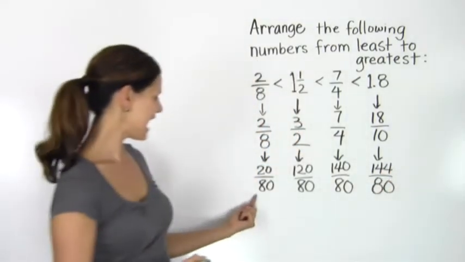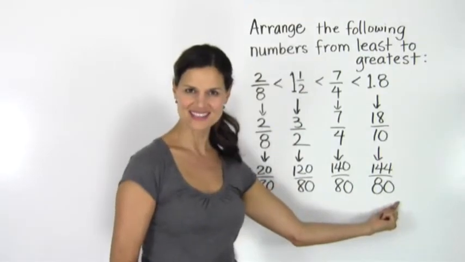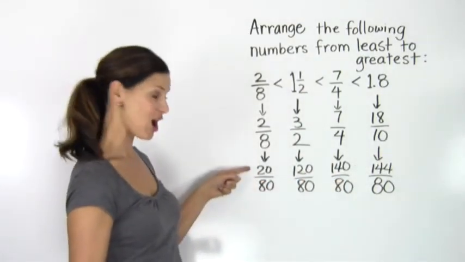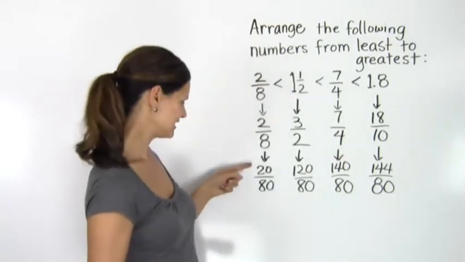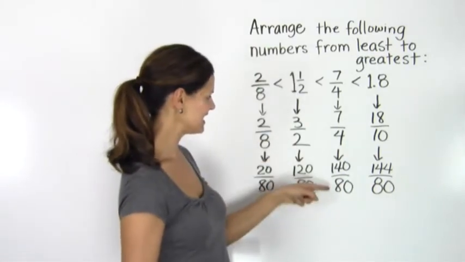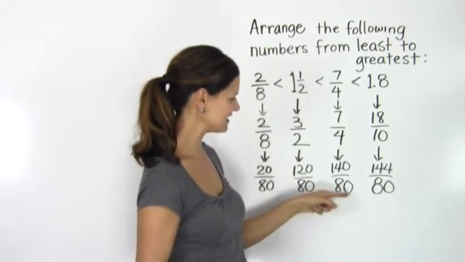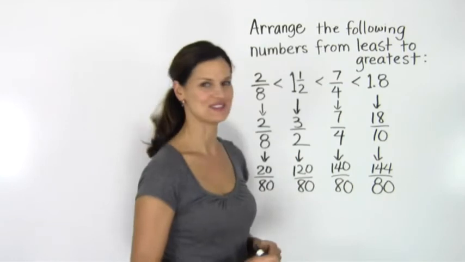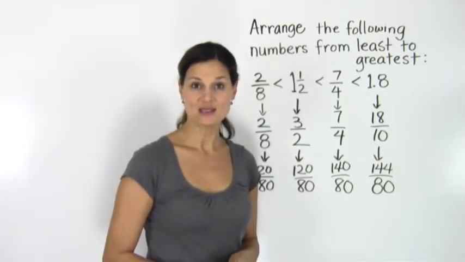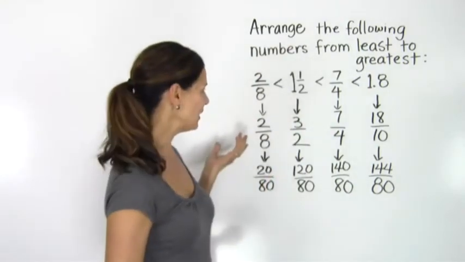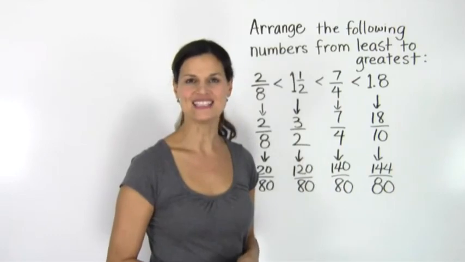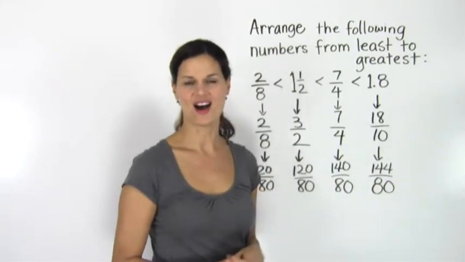And then we would have this last one here at 144/80ths. Now that we have common denominators, we can look at their numerators and see that they are indeed in order. 20/80ths is less than 120/80ths, is less than 140/80ths, is less than 144/80ths. So either of these methods work. In this particular example, it's a lot simpler the way we did it the first time, converting them all to decimals and looking at them on our number line.